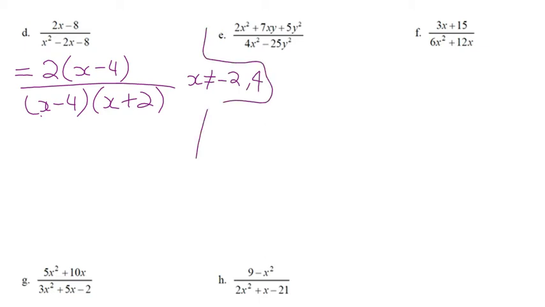Okay, -2 and 4. So first step, factor. Second step, state non-permissible values. Third step, cancel off. Okay, the common factors simplify. You get 2 over x plus 2.